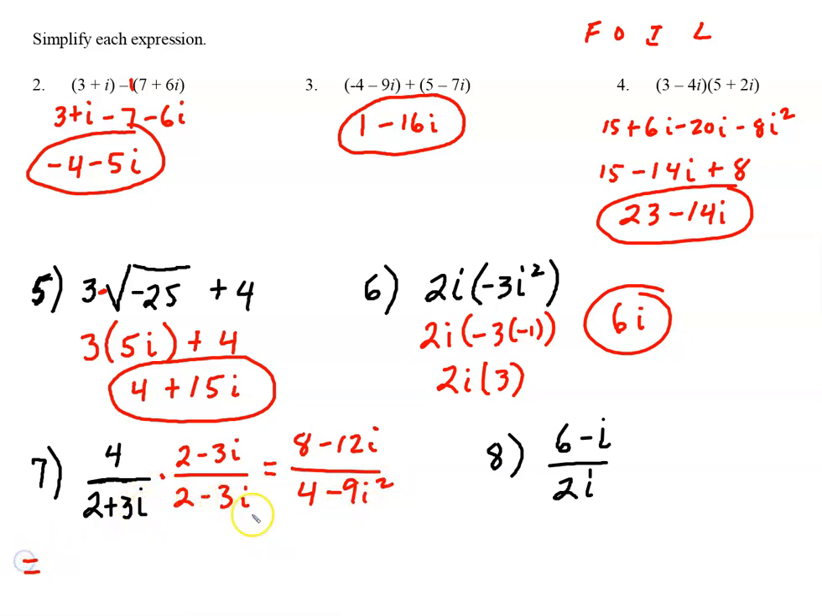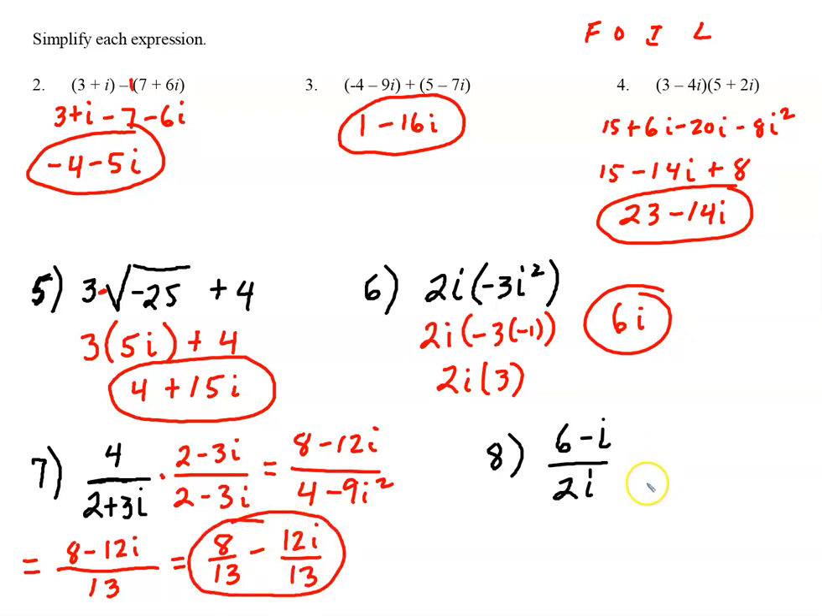But again, we'll go ahead and take care of rewriting the numerator. But simplifying the denominator, this is like negative 9 times negative 1, which makes plus 9. And so then my denominator is going to be 13, 4 plus 9. And for complex number fractions, we just want to break them up into the real number fraction and then the imaginary fraction. So that's my answer for number 7.